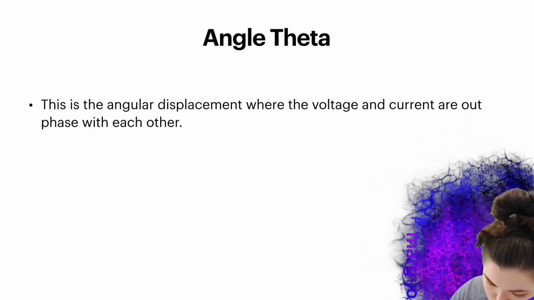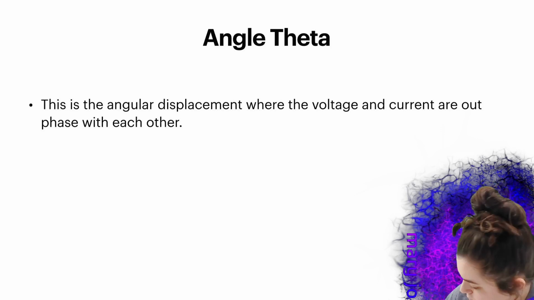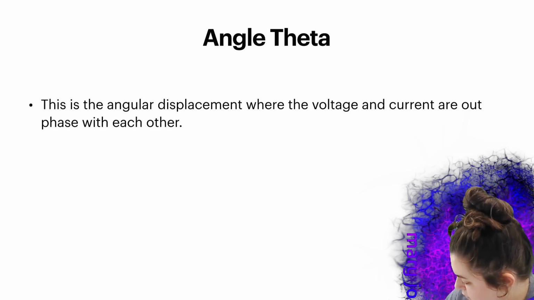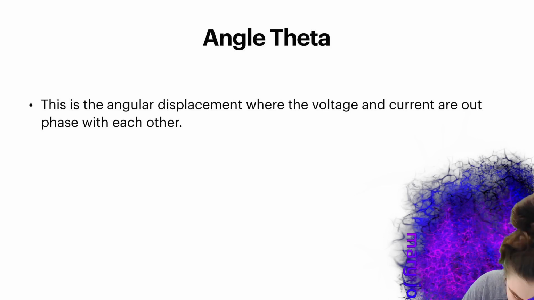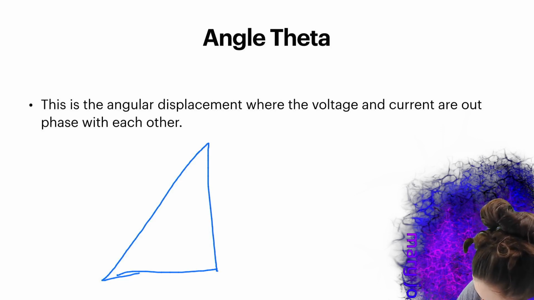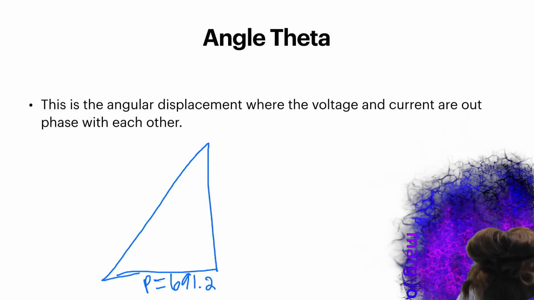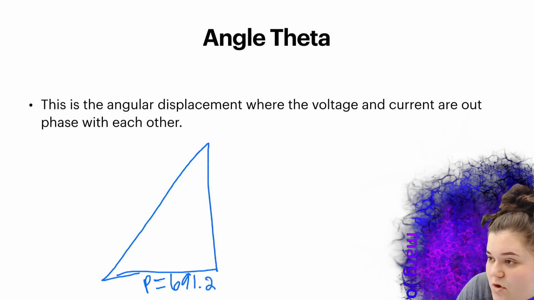Moving on to angle theta. Angle theta is the angular displacement where the voltage and current are out of phase with each other. So just looking at what angle theta actually is, we will draw a 90-degree triangle again. And down here we have true power. So we're going to have the watts down here. And just say our watts equals 691.2. That's true power. Watts is true power.